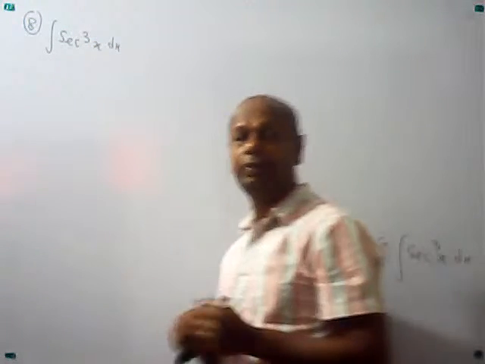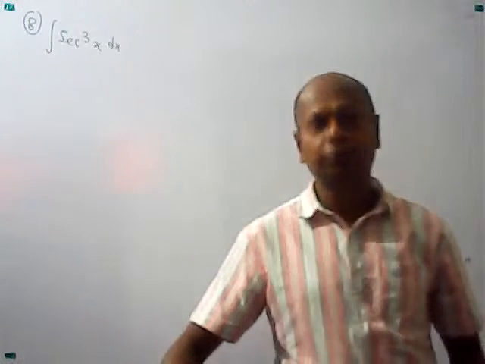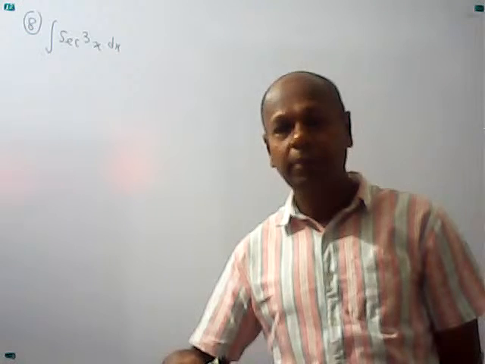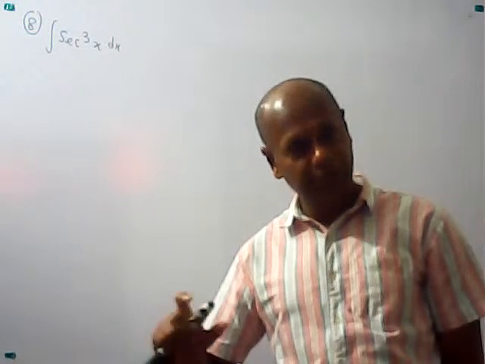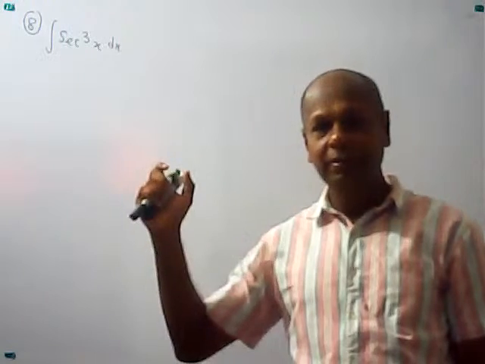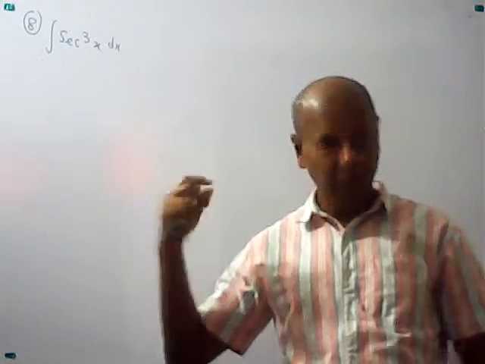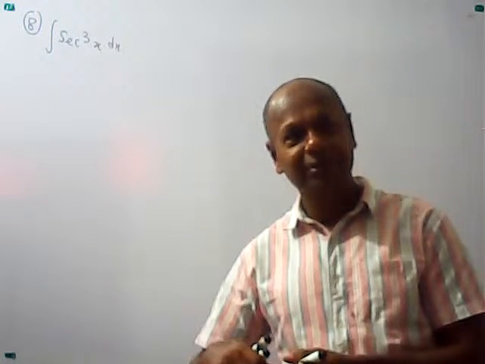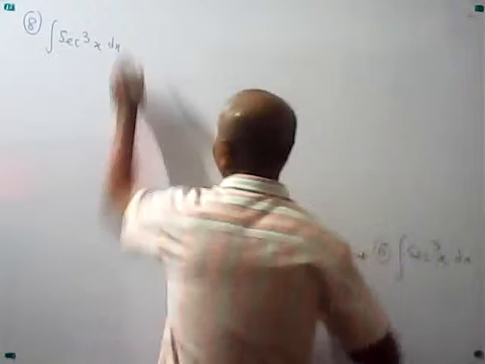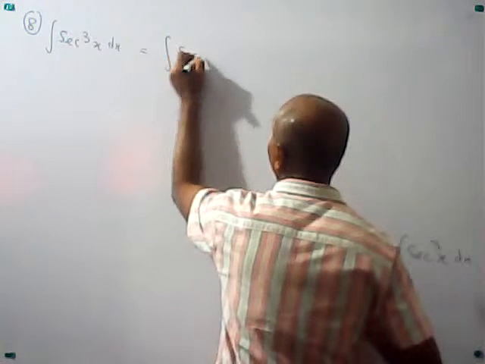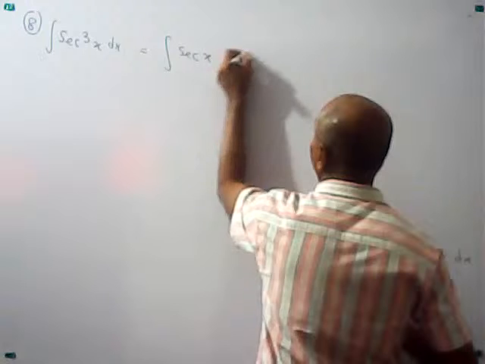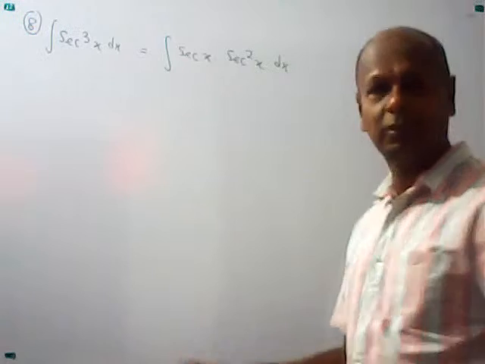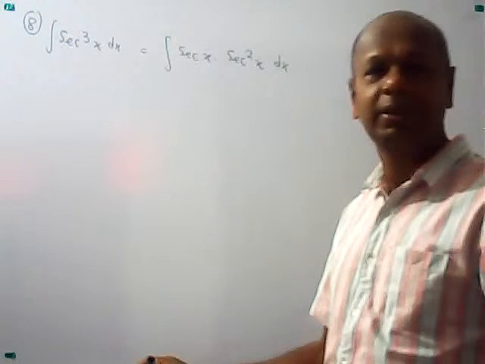Now we know that we have to apply the formula. We have to apply integration by parts, for which we need a product. And we have to write this as a product. There's only one way that we can write it as a product. So write it as sec x into sec squared x dx. That's the only way.